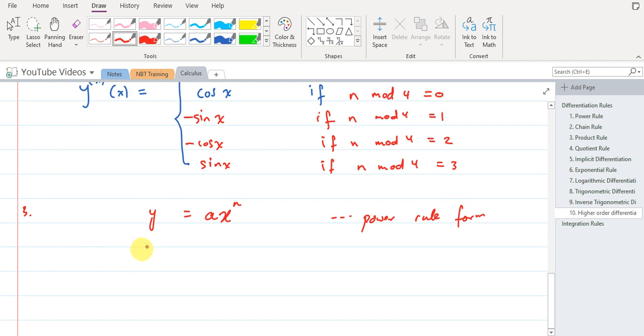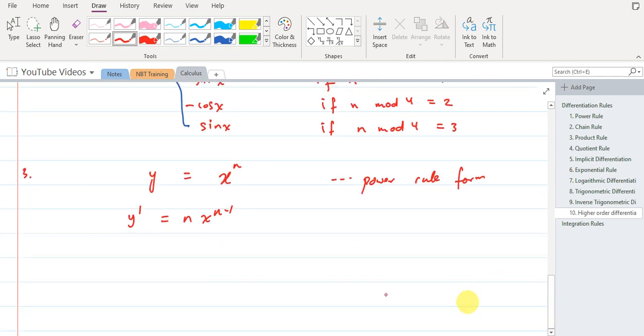So if I find y prime, I'm getting a n. Okay, let's take out this value of a because it's just a constant, not gonna affect anything. So let's say n x to the power n minus 1. That's the first derivative. Second derivative is n into n minus 1 times x to the power n minus 2. Third derivative, n minus 1, n minus 2, x to the power n minus 3, and so on. I think we got the pattern here.